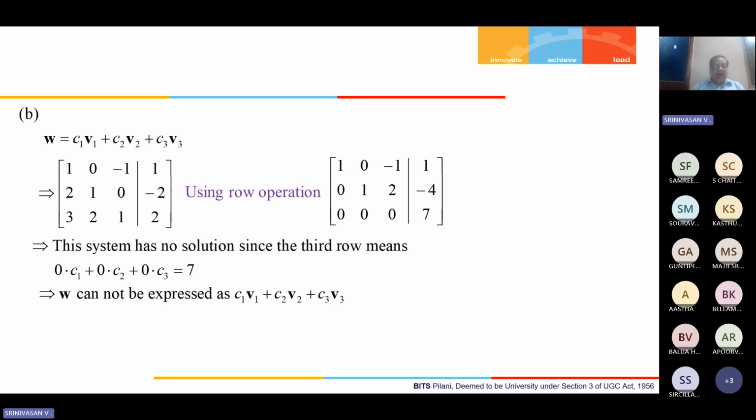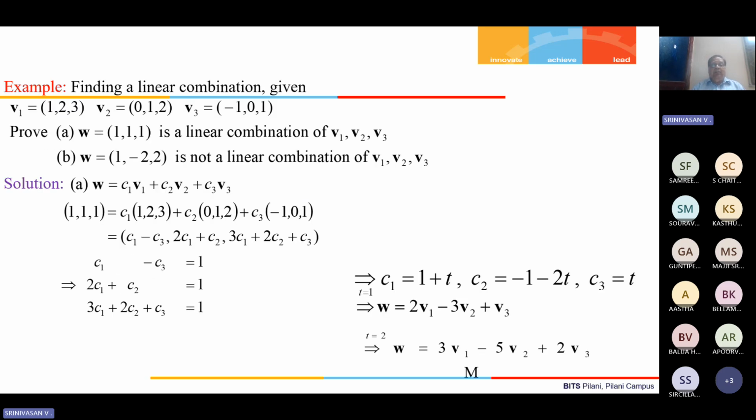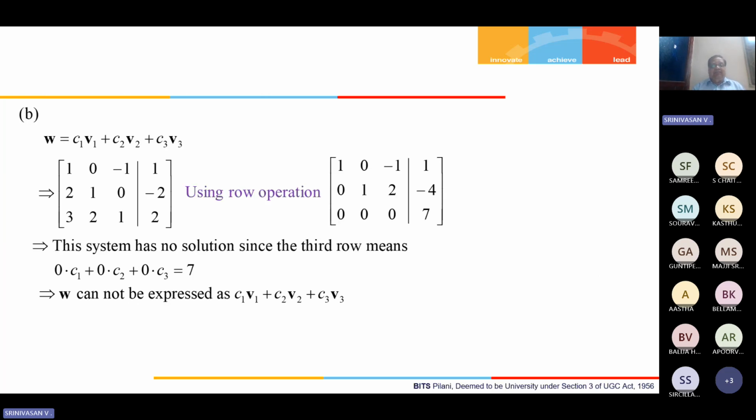What is being augmented here? Now, W. What is W? 1, minus 2, 2. So that is on the other side, isn't it? That is being equated. So that can be taken as a column matrix, that is, a column vector. So you have an augmented matrix. This is the matrix of coefficients of vectors V1, V2, V3, and this is the column vector of your W. So using row operations, you can find this out, you know very well.